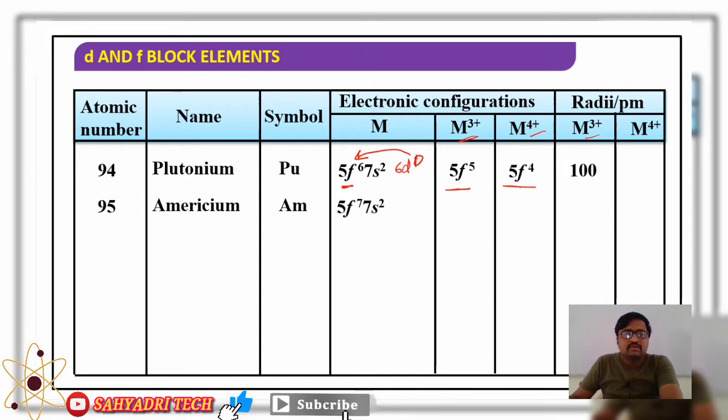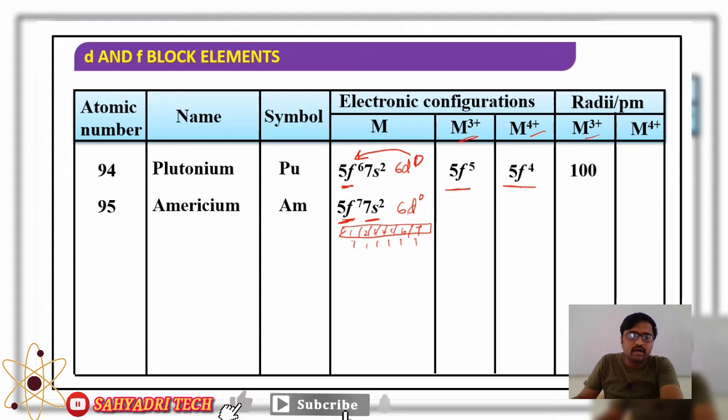Its electronic configuration in the elemental state is 5f7 6d0 7s2. So here 5f7 means, we know about orbitals, right? How many orbitals are present? 1, 2, 3, 4, 5, 6 and 7 orbitals are present. 7 orbitals means here 7 electrons.